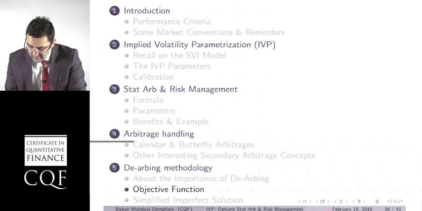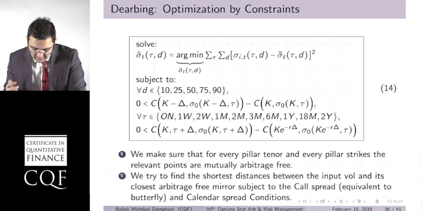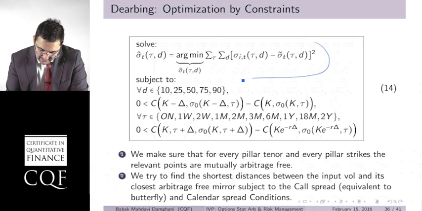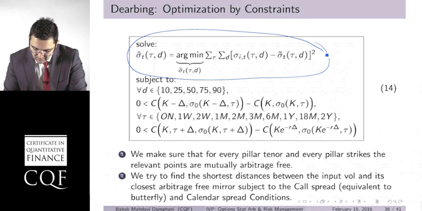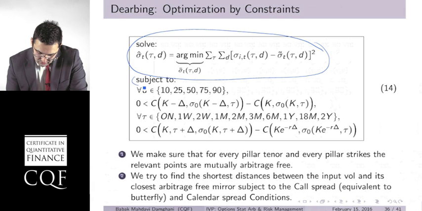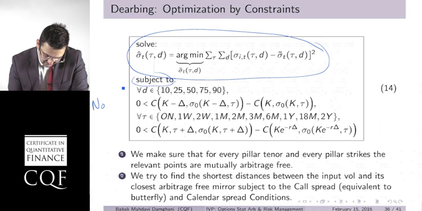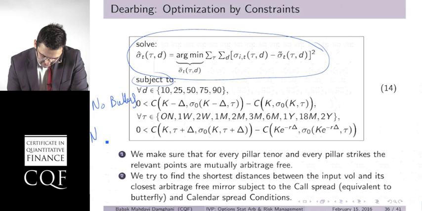Okay, so one way to adjust the objective function here is that if you remember, we had that optimization problem laid down earlier. Now you want to make sure that it is subject to no butterfly, and no calendar spread here.